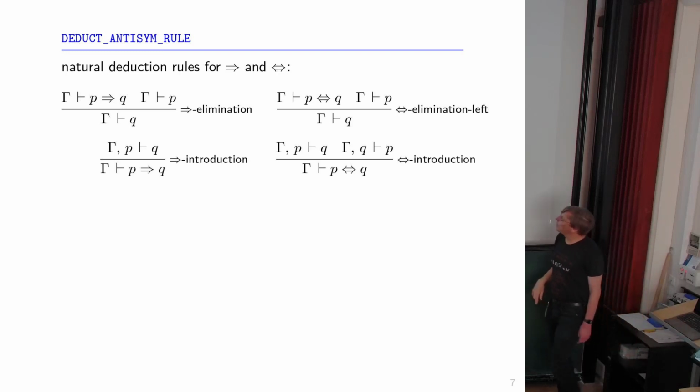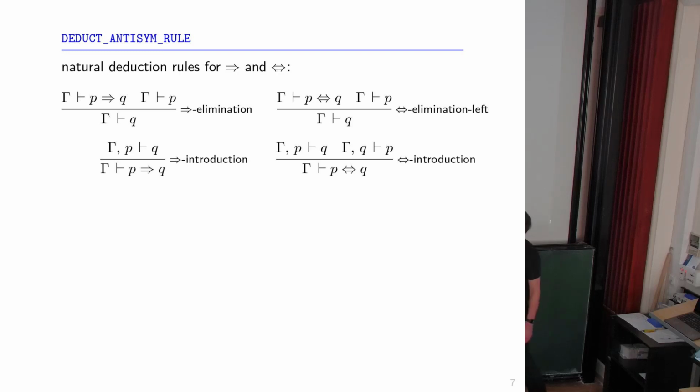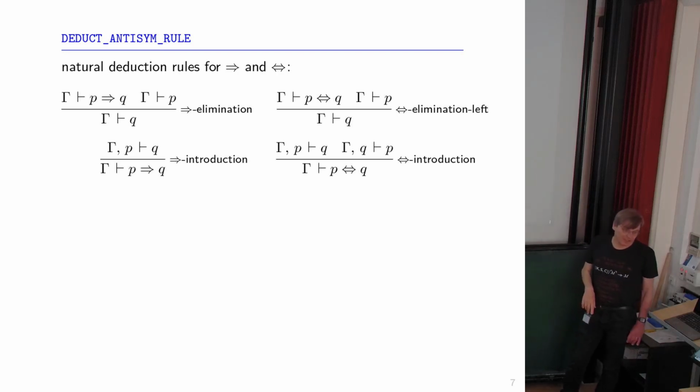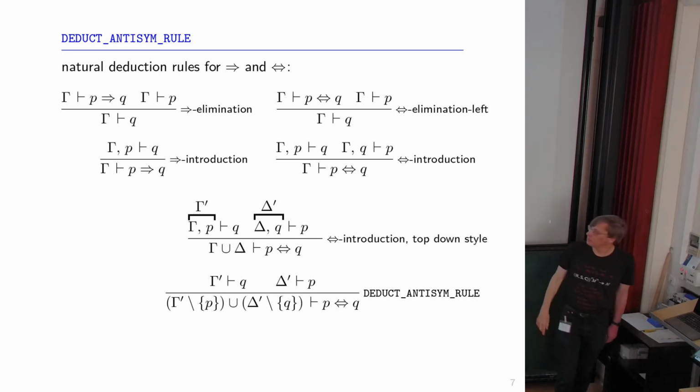So let's do that in the top-down style, with the gamma and the delta, where the gamma and the delta don't need to be the same. So if from gamma and P I can derive Q, and from delta and Q I can derive P, then from gamma union delta, this is the same thing, but with different assumption lists for the Q and for the P. But this is still not how it is in HOL Light, because in all these rules the assumption lists above the line are just gamma and delta. So let's give these things a name, gamma prime and delta prime. And now you can see where the deduct anti-sym rule comes from.